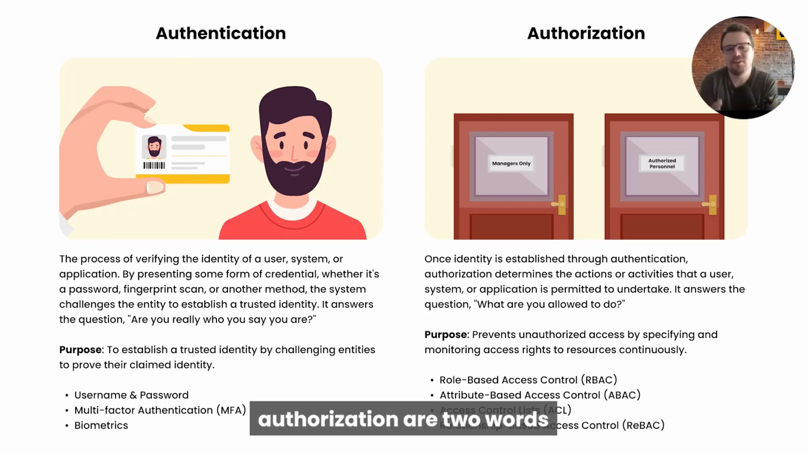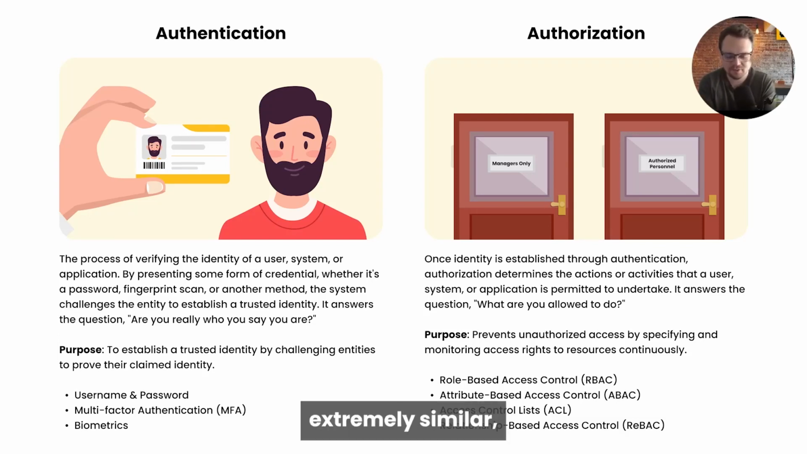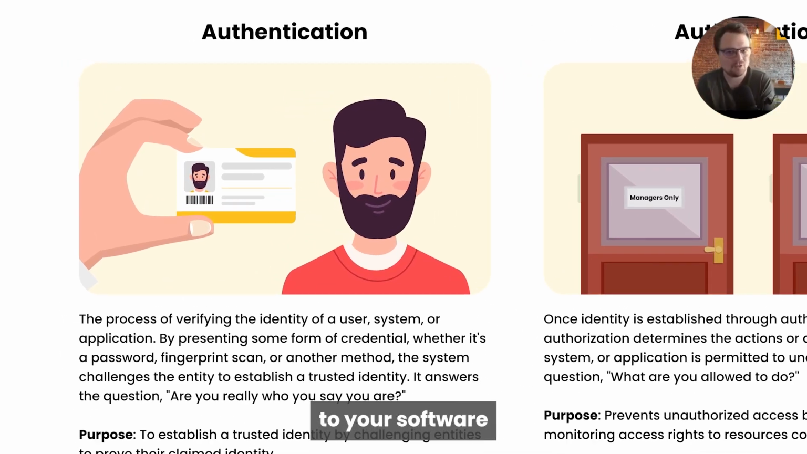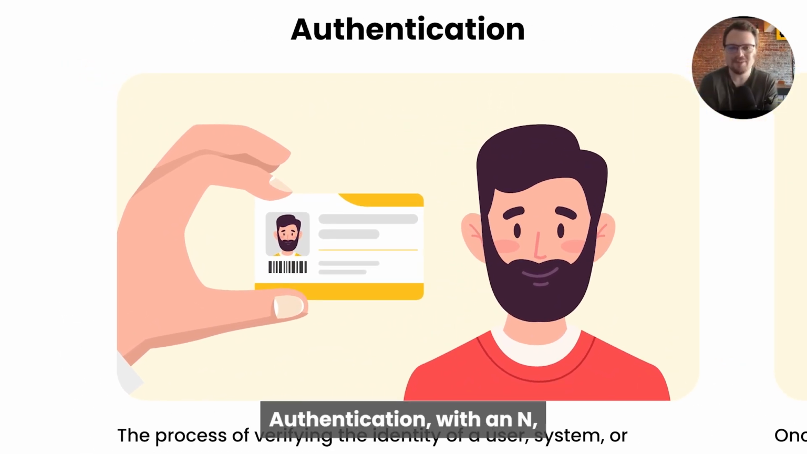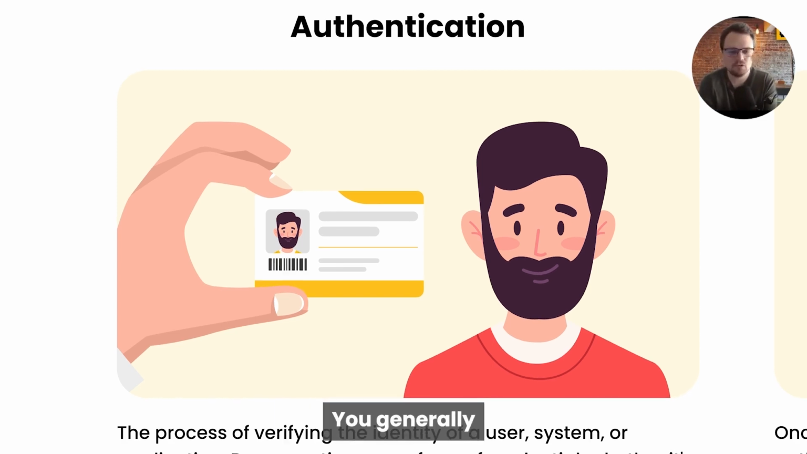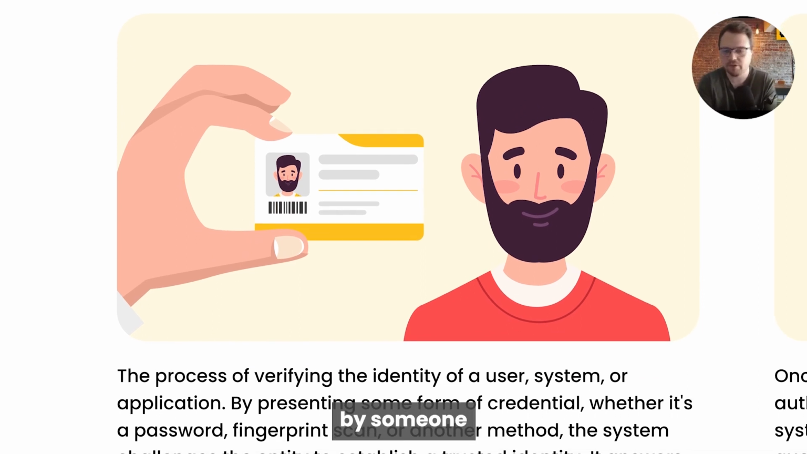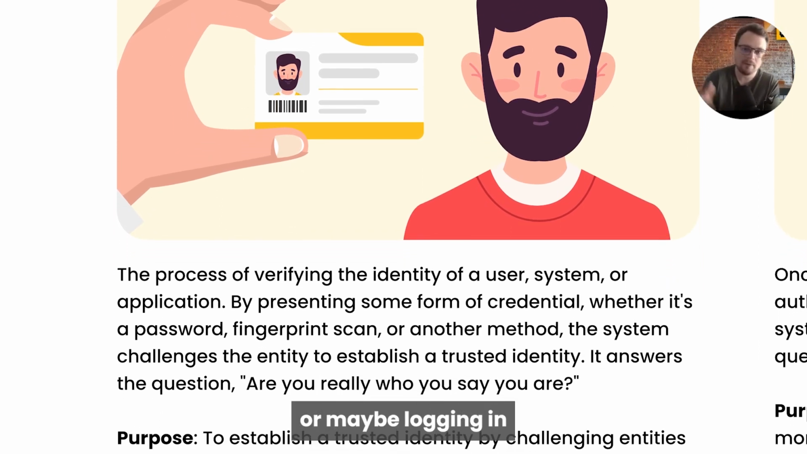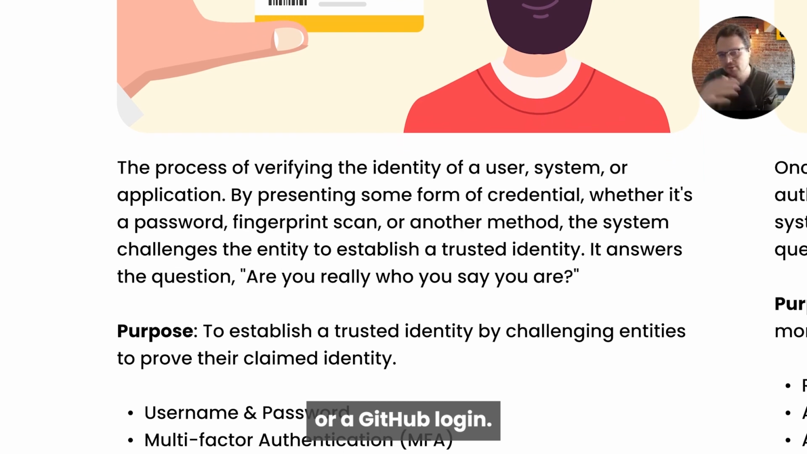So authentication and authorization are two words that sound extremely similar, unfortunately, yet do mean two very different things when it comes to your software architecture. Authentication, with an N, is all about understanding who the user is. You generally get a credential via someone entering a username or a password, or maybe logging in with a Google login or a GitHub login.